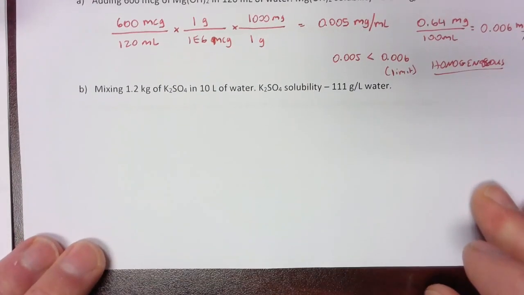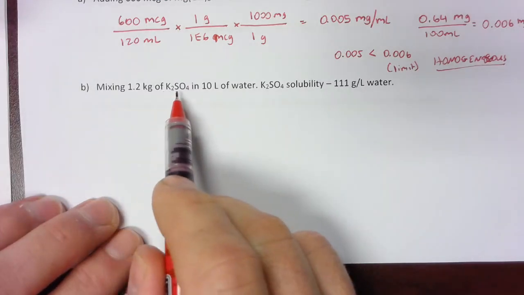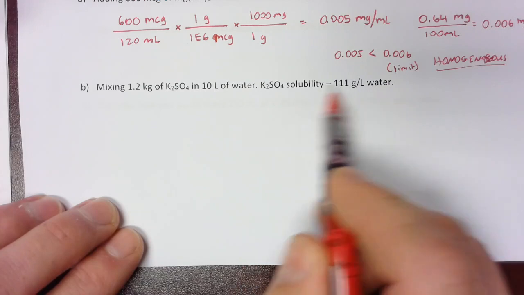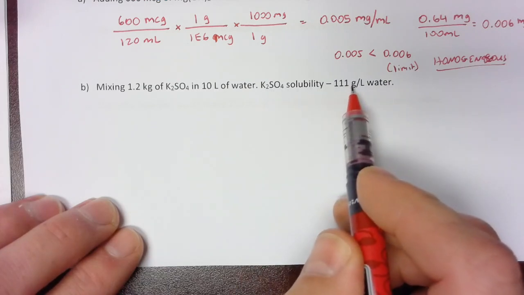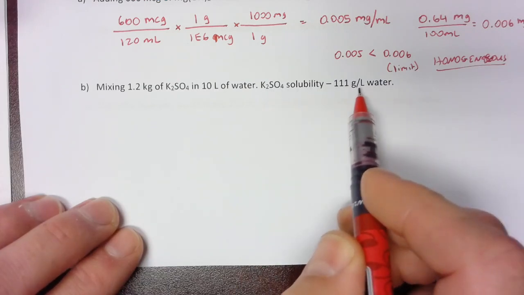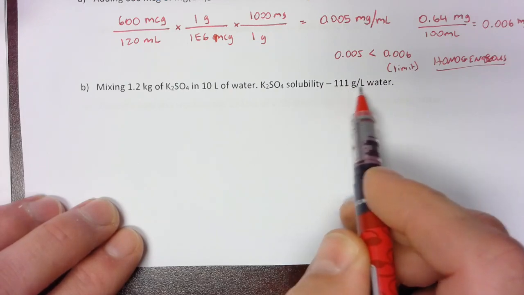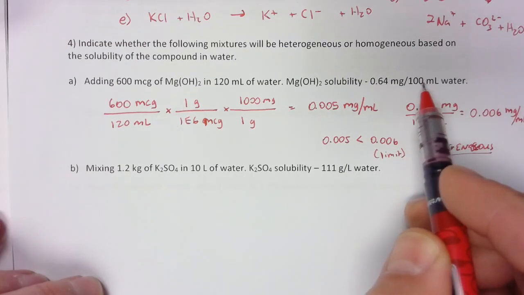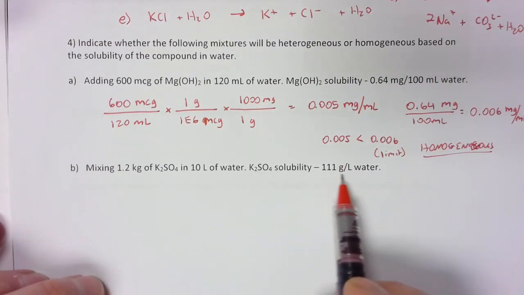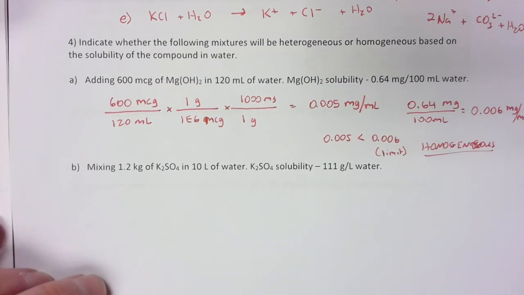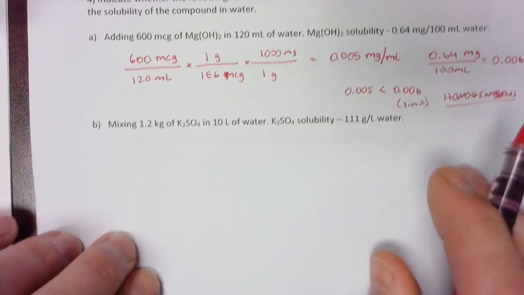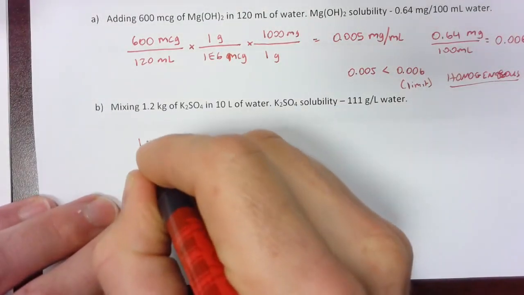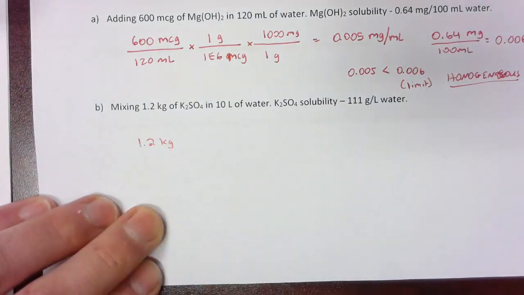Okay, let's try another one. Mixing 1.2 kilograms of potassium sulfate in 10 liters of water. Here's the limit, 111 grams per liter. So this one is already in grams per 1 liter, whereas the last one was milligrams per 100 milliliters. So we won't need to do any division on this one. It's already in the proper units to compare with what we are starting with. However, we need to convert kilograms into grams first.